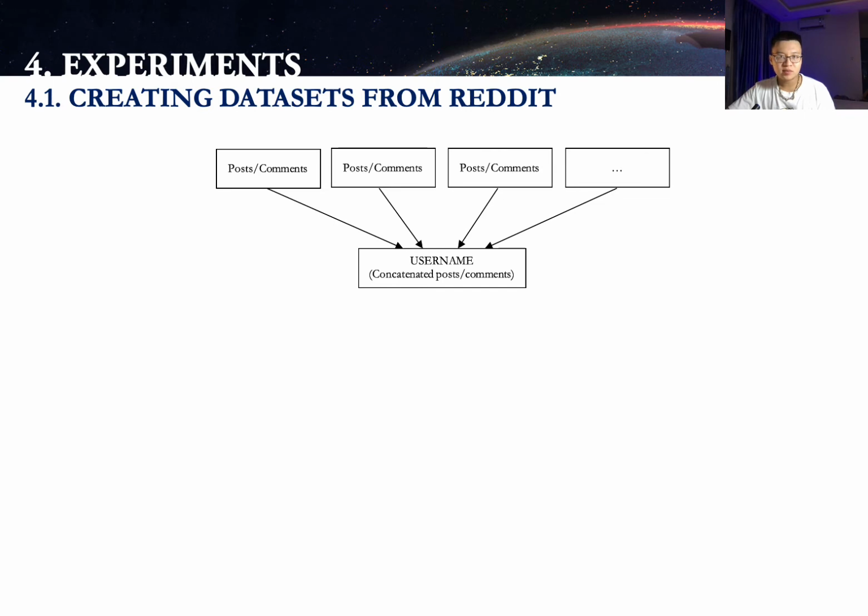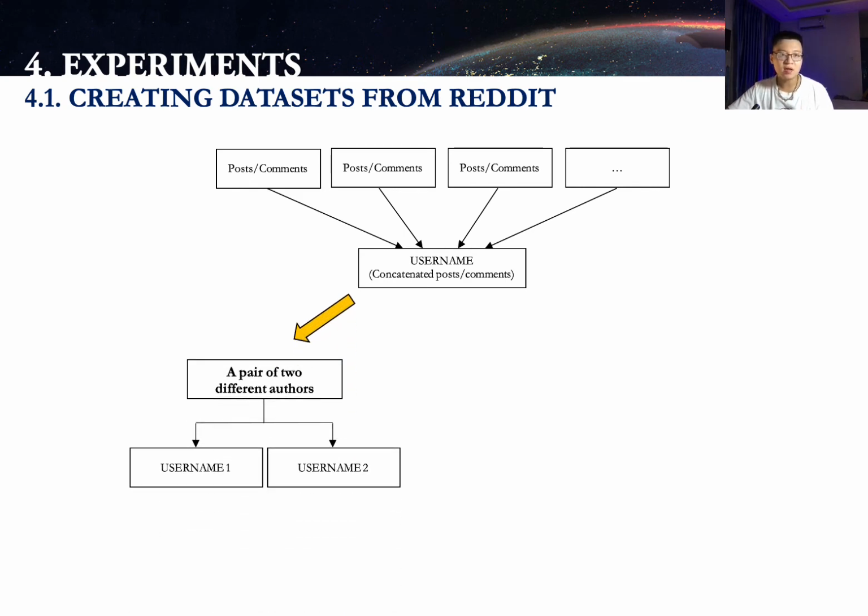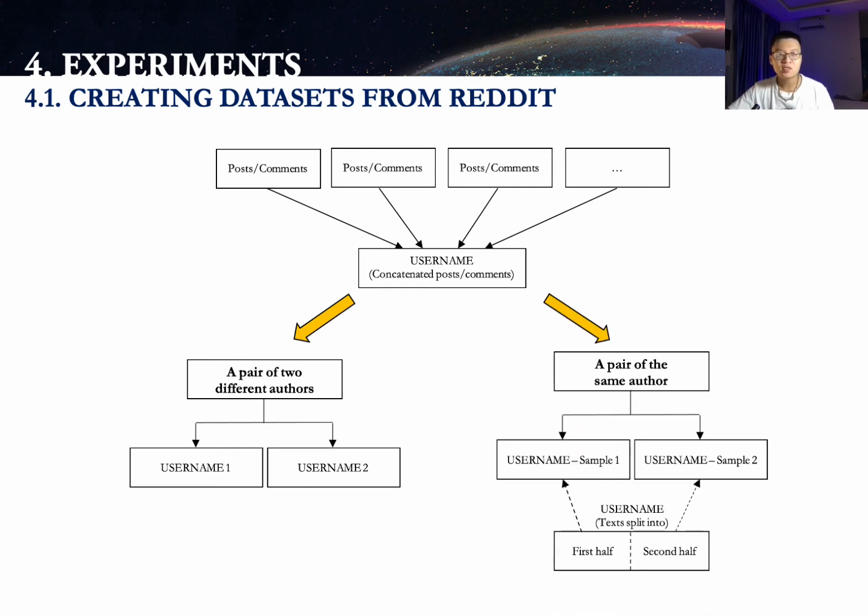For one username, we concatenate the aggregate posts and comments for that one user. So we create a pair of two different authors by using two different usernames. That's just an assumption that they are from two different people, because we cannot verify whether or not they are actually from the same or different people. We also create a pair of the same author: we only use one username and split it into two halves.